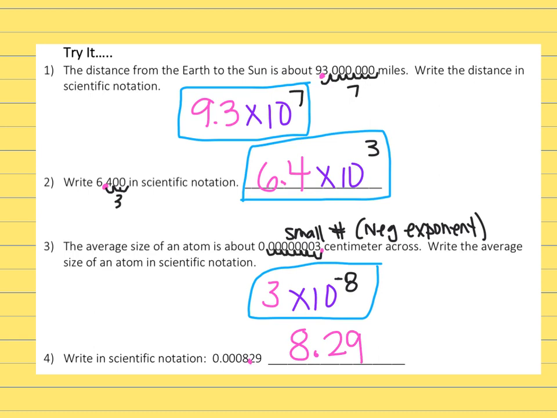So my answer starts out as 8.29. Step 3, count the place value positions or jumps the decimal needs to get moved. 1, 2, 3, 4. So my exponent is a 4. Again, this is a super small number, which means I need a negative exponent. And then everything in scientific notation is written as the power of 10. So my final answer would be 8.29 times 10 to the power of negative 4.